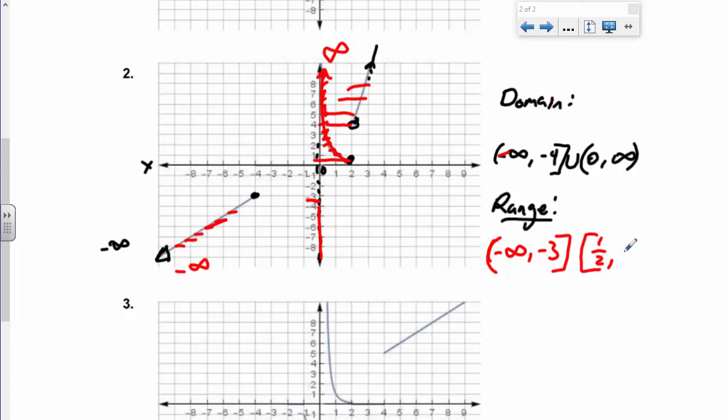So this goes from 1/2 all the way up to infinity. And we don't include it, and we're going to union that. And that's going to be your range, and that's the answer for number 2.